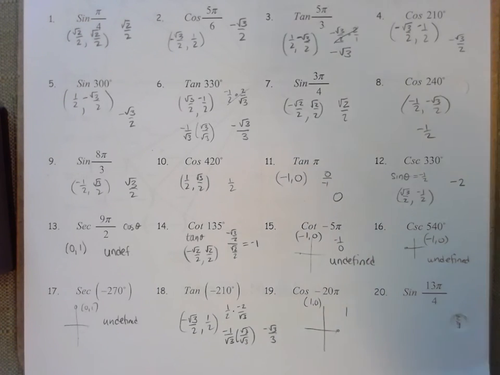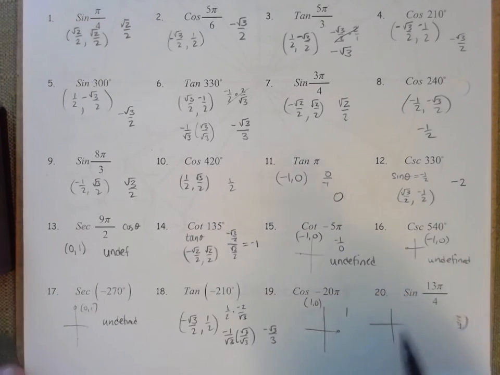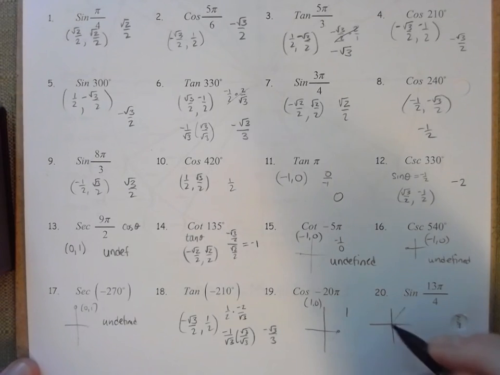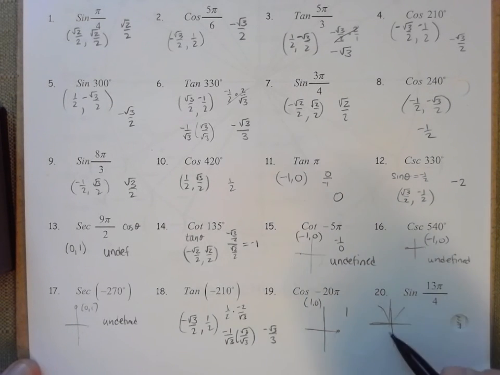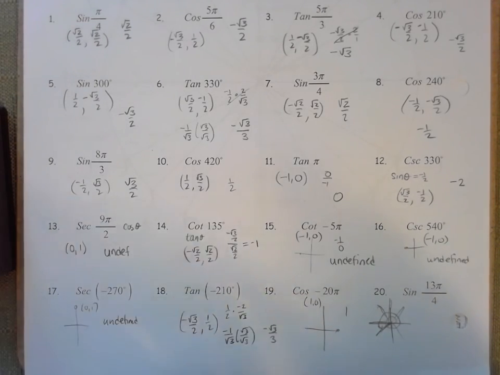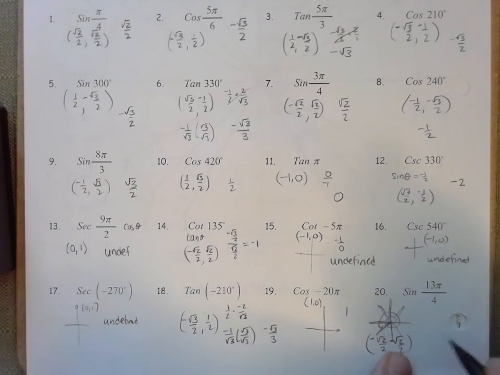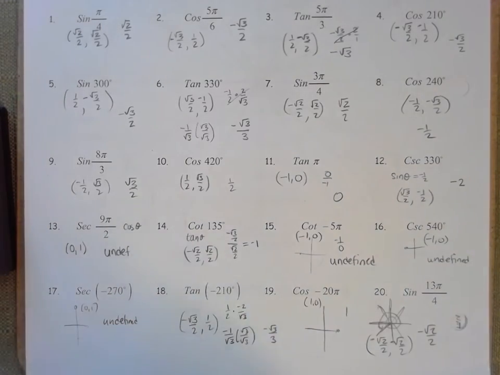Last one, 13 pi divided by 4. Pi divided by 4 is 45 degrees. That makes 1345 degrees. Here's 0, 1, 2, 3, 4, 5, 6, 7, 8, 9, 10, 11, 12, 13. 13 pi over 4 wraps around and ends in the third quadrant. 45-degree reference angle. Both the x-coordinate and the y-coordinate are negative in this quadrant. The sine value is negative root 2 over 2.